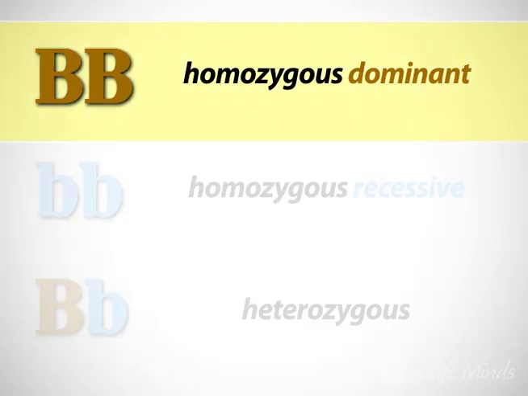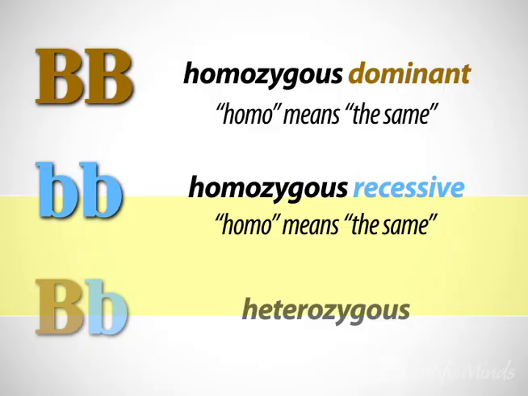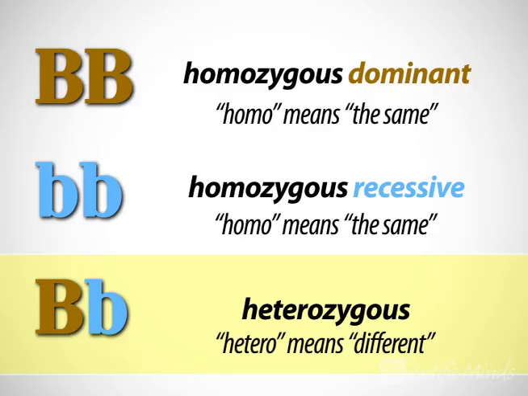When two dominant alleles combine for color, then that dominant color trait is expressed. We call this a homozygous dominant genotype. If two recessive alleles combine, then the recessive color trait is expressed. We call this a homozygous recessive genotype. If one dominant and one recessive allele combine, then the dominant trait masks the recessive trait, so that the dominant color trait is expressed. We call this a heterozygous genotype, because the two alleles are different.